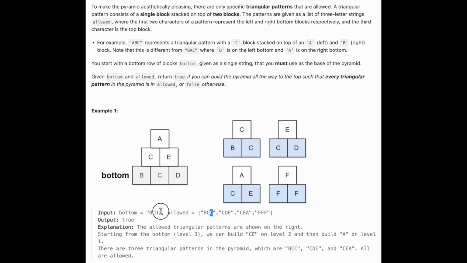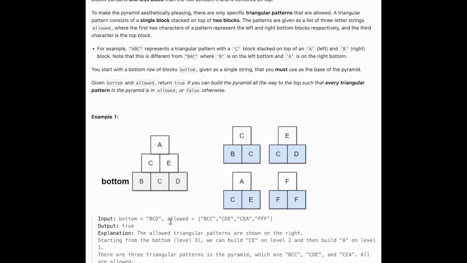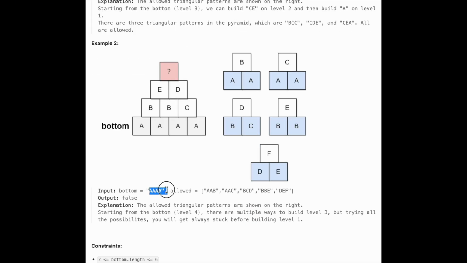So if we look at these examples for BCD, we can put C because of BCC here, and then we can put E because of CDE here, and we can put A on top because of CEA. So then we can return true. And for this example, we have AAA, and as you can see, there is no way that you can build it up to a pyramid because of the last letter up here. Feel free to try it out if you can, but it will take a while to try all inputs. But just know that for this example, it would be false.